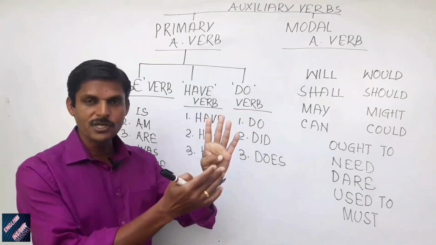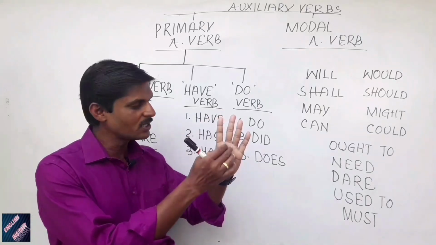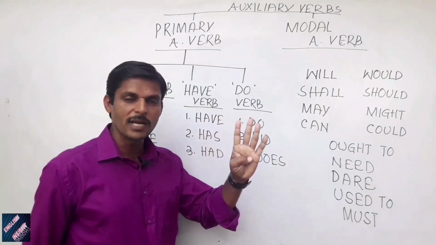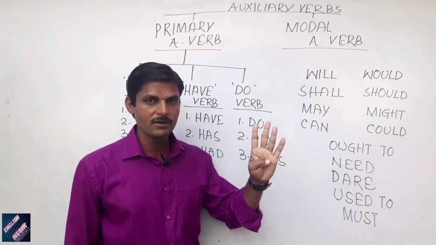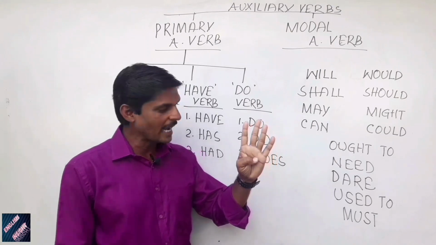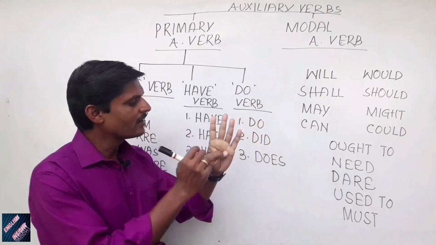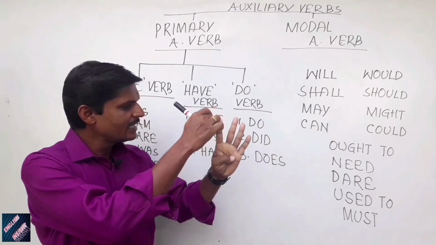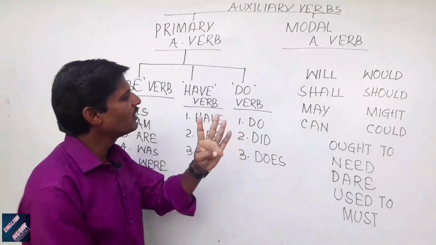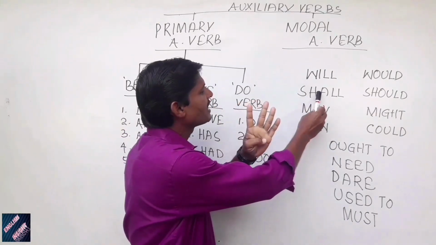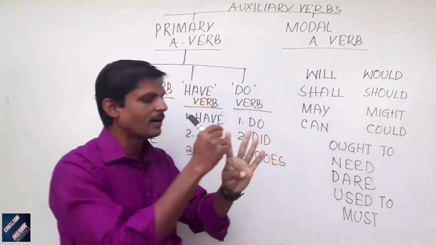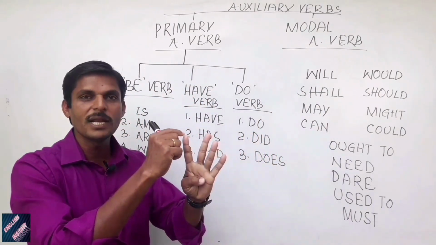As we have seen, auxiliary verbs are of 2 types. Some of them are called primary auxiliary verbs, and some are called modal auxiliary verbs. Shall have been, 3 verbs are there. This one is the shall. So this is a modal auxiliary verb. Shall is the modal auxiliary verb.